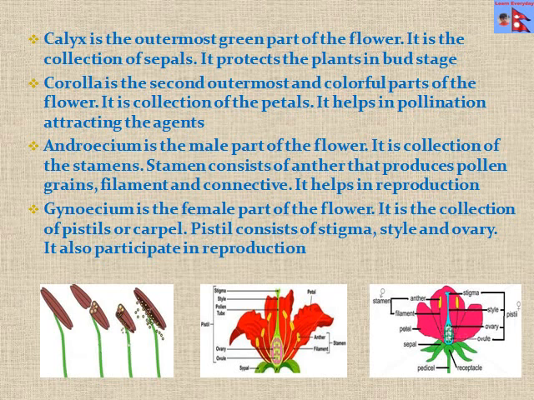And the last one is the gynoecium. It is the female part of the flower, and it also participates in reproduction, and it is the name given for the collection of pistils or carpels. And the pistil consists of stigma, style, and ovary as main parts.